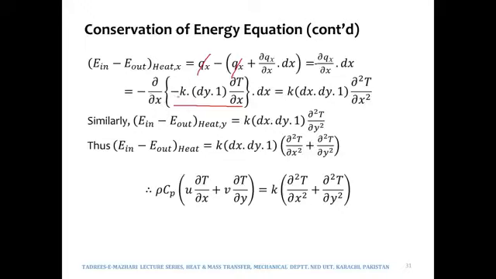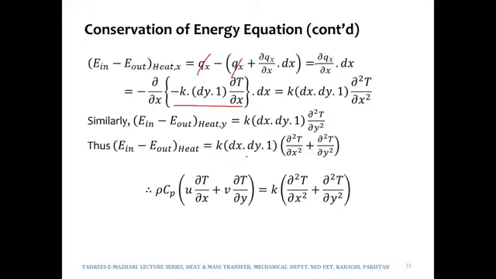So this minus and minus sign would become plus, k would be taken out of the differential sign, and dy into 1 will also be taken out of the differential sign, upon which multiplication with dx would become the volume, and within the bracket we would have the second derivative of T with x. Similarly, in the y direction, we can write it as k times volume times the second derivative of temperature in y.